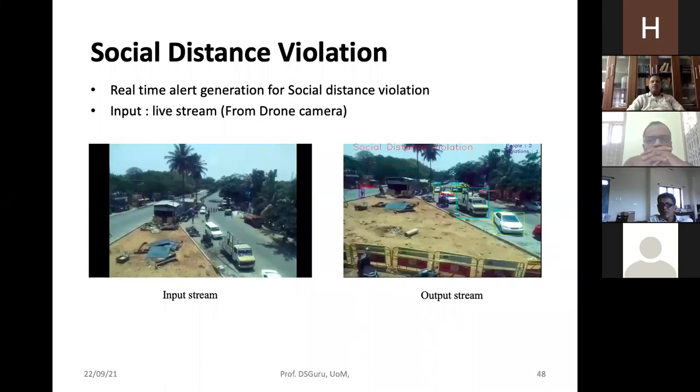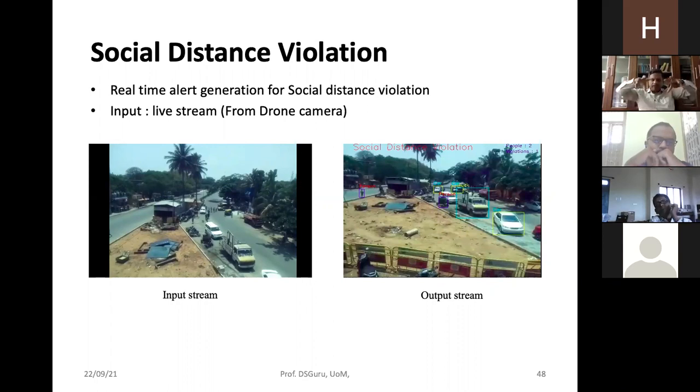suddenly came across the COVID-19 situation, social distance violation was a very important, challenging issue for the government sector, right? So we approached the Bangalore police, because a drone camera cannot be run without a license from the police department. So myself and my team members took a license for running the drone camera in Bangalore, and we could capture the drone videos.